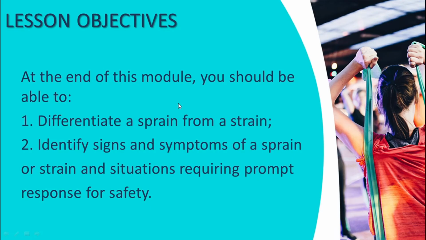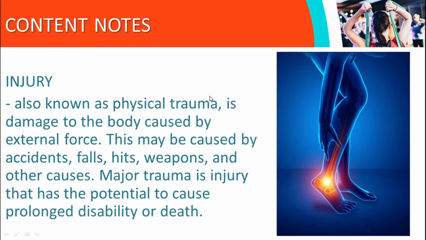So here are now our lesson objectives. At the end of this module, you should be able to differentiate a sprain from a strain, and you should also be able to identify the signs and symptoms of a sprain or strain and situations requiring prompt response for safety. So when you say sprain and strain, these are types of injuries actually.